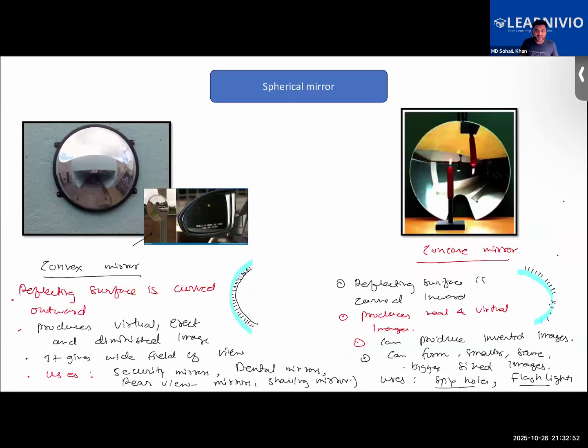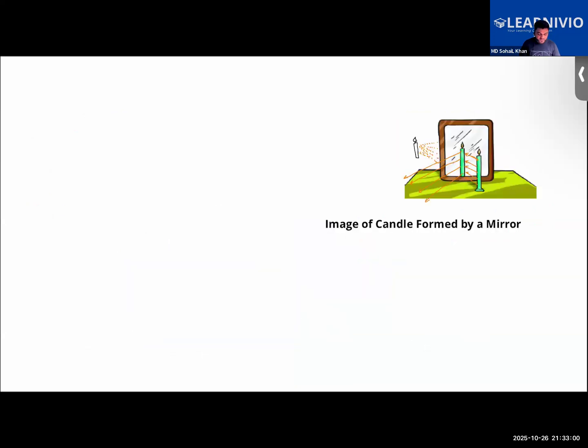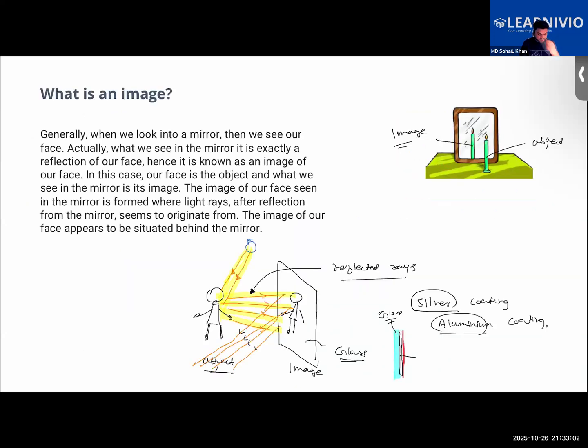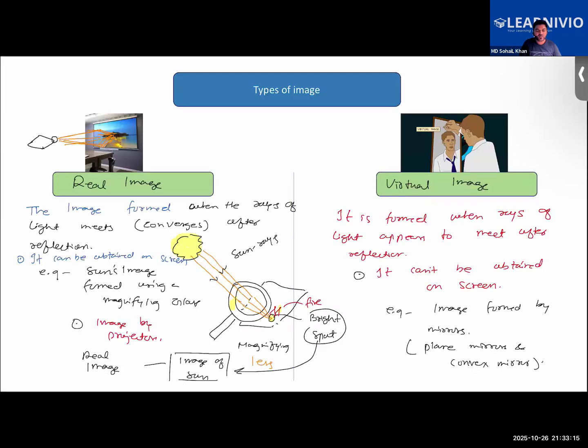So far in the chapter, we have learned various things. In the previous class, we had learned about different types of images. There we have learned that images are basically formed when reflection of light takes place from mirrors, right? Okay. But images can also be formed on a screen also. So we learned that there are two types of images.